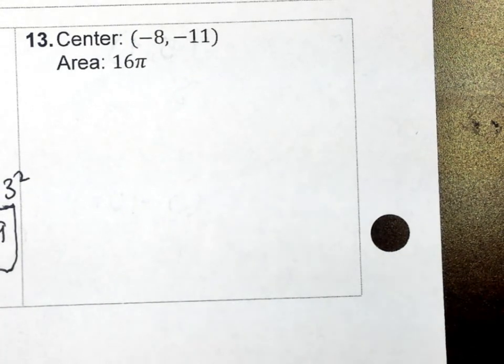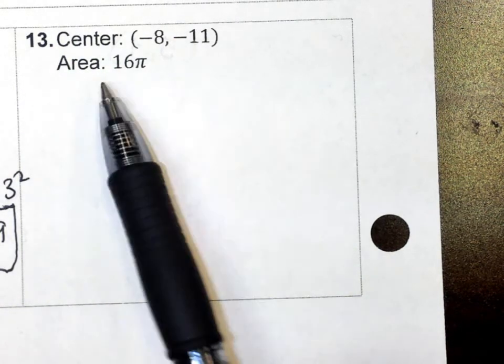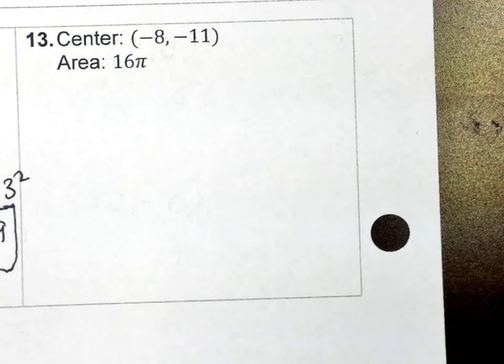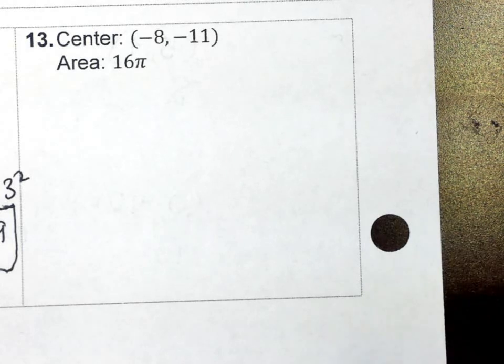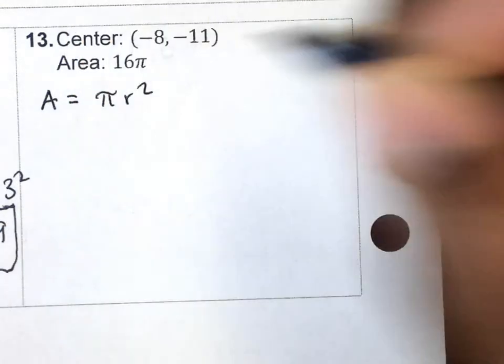Like for this one, you don't know what this is. You think you do. What's 16 on this one? Oh, well, good. You do know. Everybody don't know that. Alright, center -8, -11. Area is 16 pi. What's the area formula? A equals, we've been doing this forever. Thank you. Pi r squared.